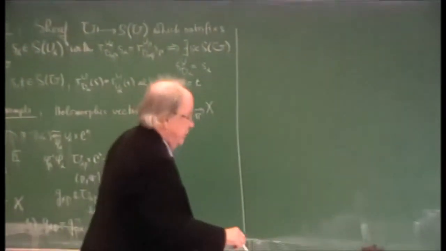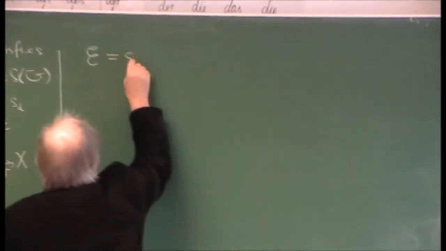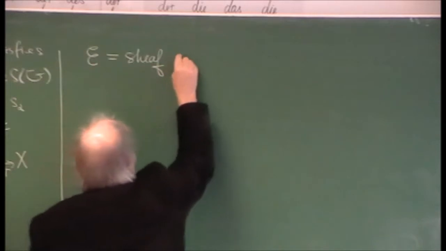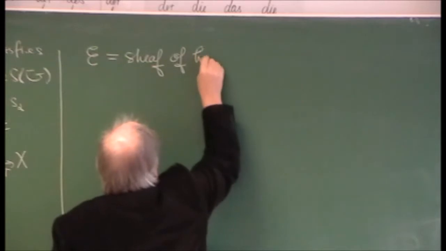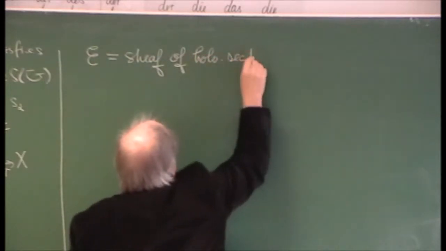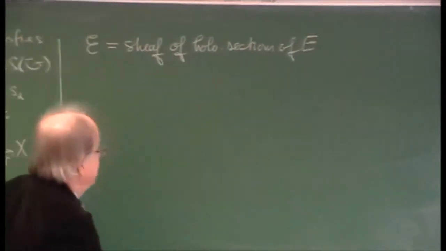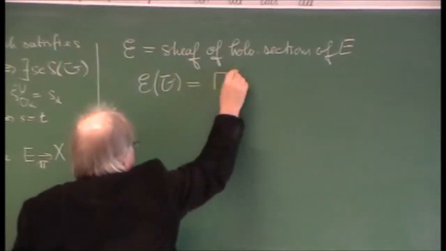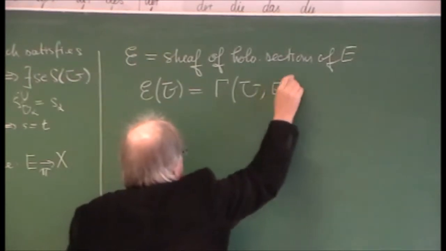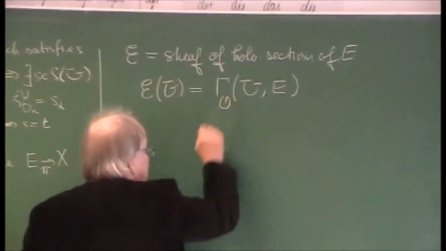But the fundamental point is that now we have a funny notation. So script E maybe is the sheaf of holomorphic sections of E. So that means, say, script E of U is the set of sections over U of E. That's my notation for sections, but I should emphasize one time at least I mean holomorphic.